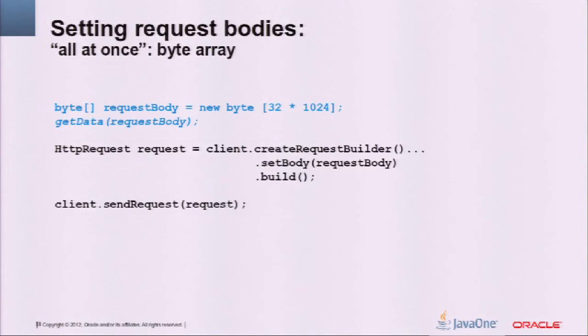So take a look at a very simple example. In this case, we simply allocate a byte array. We call some method to populate the array, and we create a request builder and set the body. Call the setBody method, which gives the byte array to the request builder, and we build it. And then we just call client.sendRequest to send that request.